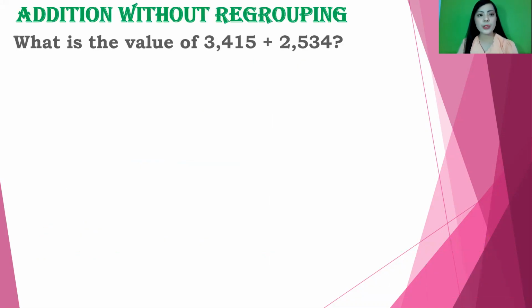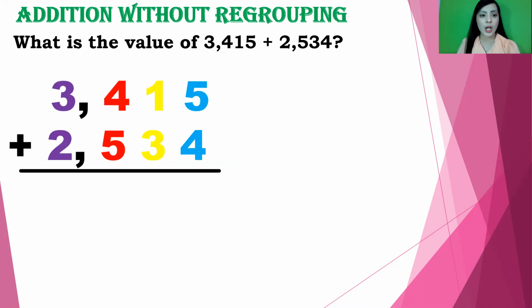Okay. Now addition without regrouping. What is the value of 3,415 plus 2,534? So first, you have to align the numbers according to their place value. So 5 and 4 in the ones place, 1 and 3 in the tens place, 4 and 5 in the hundreds place, 3 and 2 in the thousands place.